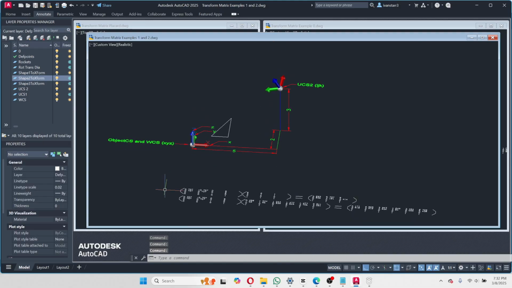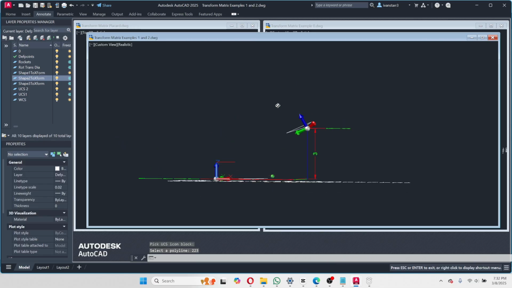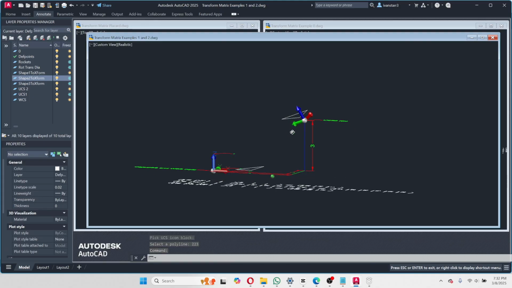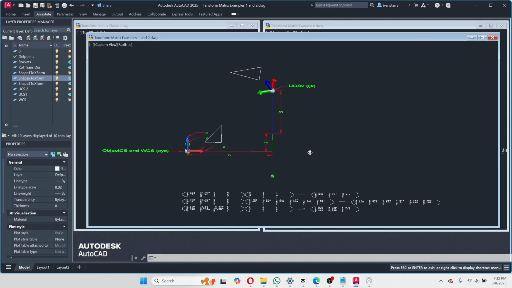So I'll run the same program again. I'll pick this UCS icon. As you can see, it's much more generic here. And we'll choose this right here. And as you can see, now that output is once again in the XY plane of this alternate coordinate system.